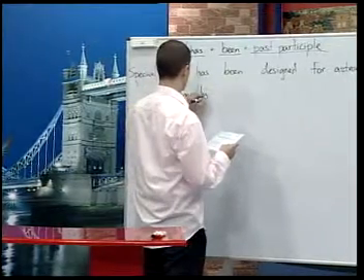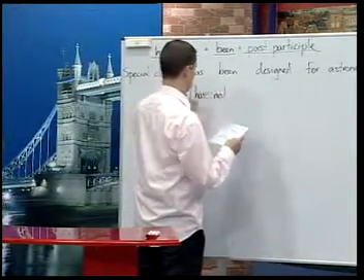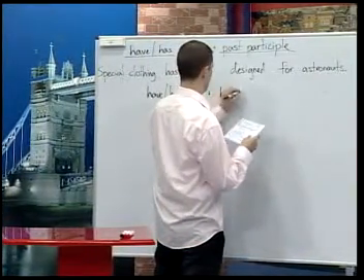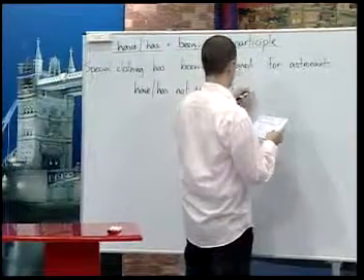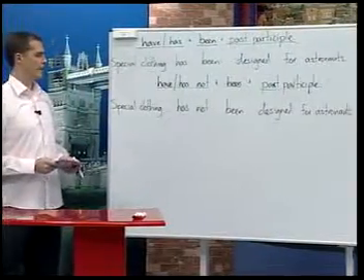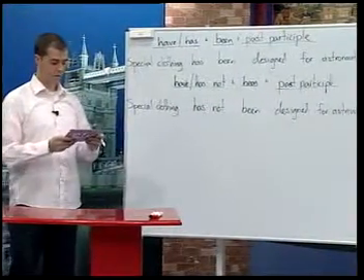Has or have not, plus been, plus past participle. So, for example, special clothing has not been designed for astronauts. Special clothing has not been designed for astronauts.